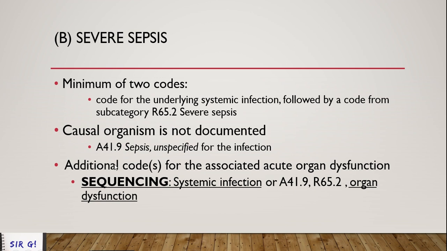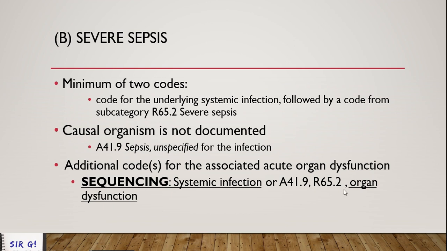So here's the sequencing if there's an additional organ dysfunction. Okay, so we have your systemic infection if it is specific already, or A41.9 if there's no specified causative organism yet. Followed by, since we're talking about severe sepsis, there should always be R65.20 followed by the organ dysfunction. Okay, but remember here, it's a minimum of 2.